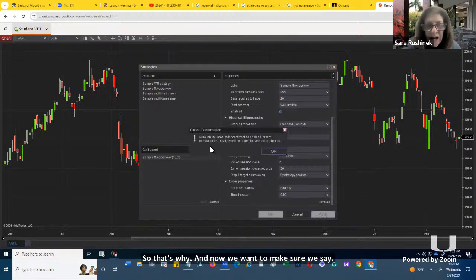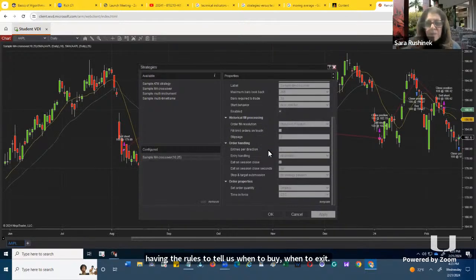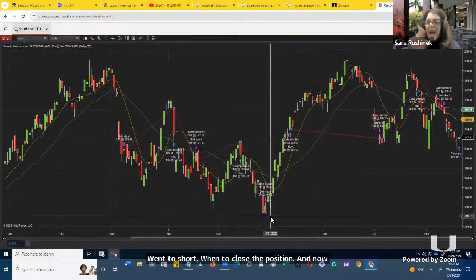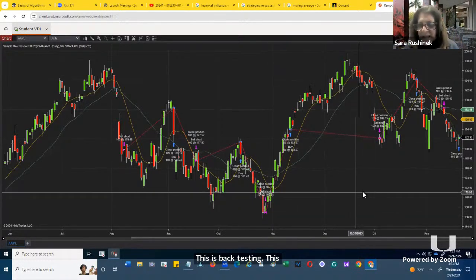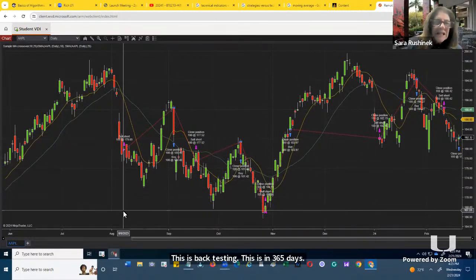And it says, look at this, Zach. Although you have order confirmation enabled, orders generated by a strategy will be submitted without confirmation. We're dealing with the strategy because it already has the rules to tell us when to buy, when to exit, when to short, when to close the position. And now we say okay. This is back testing. This is in 365 days. How well was it executed, this strategy?